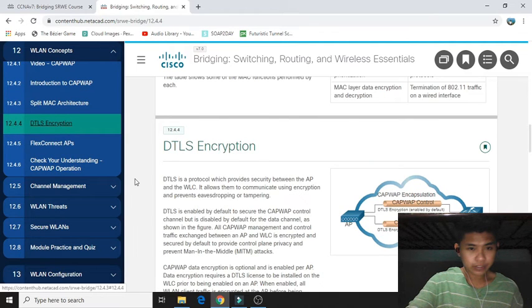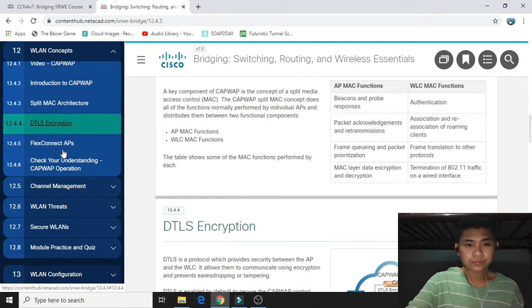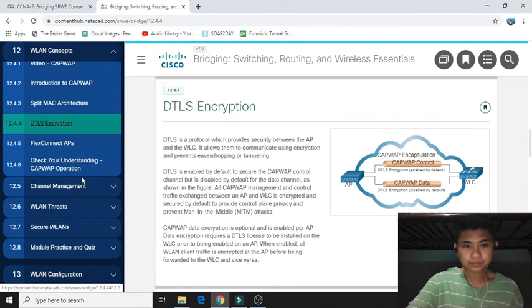Here, DTLS encryption. DTLS is a protocol which provides security between the AP and the WLC. It allows them to communicate using encryption and prevents eavesdropping or tampering.